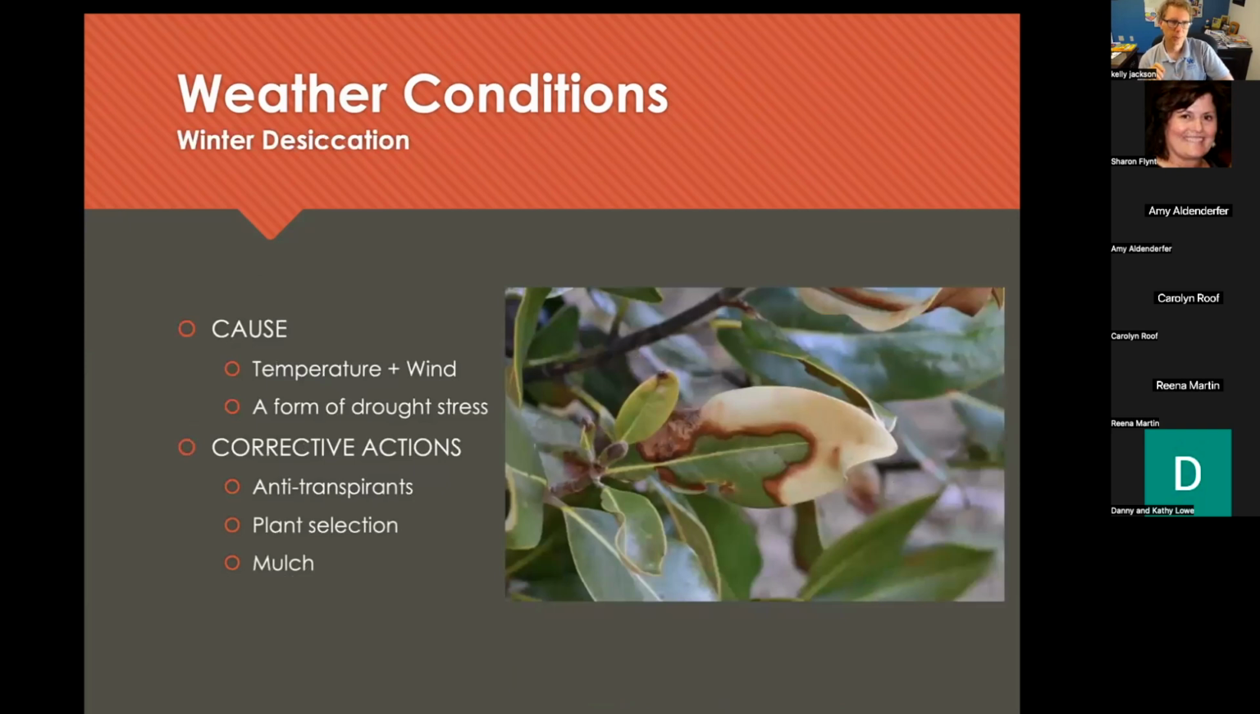Winter desiccation. So this is caused when it's the middle of winter.